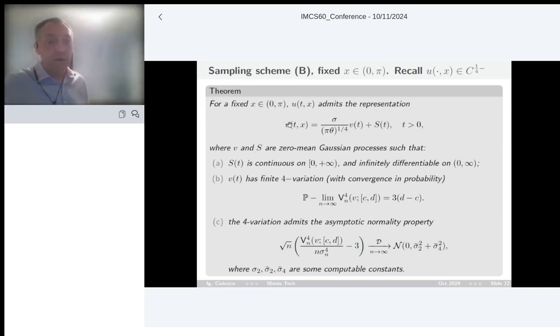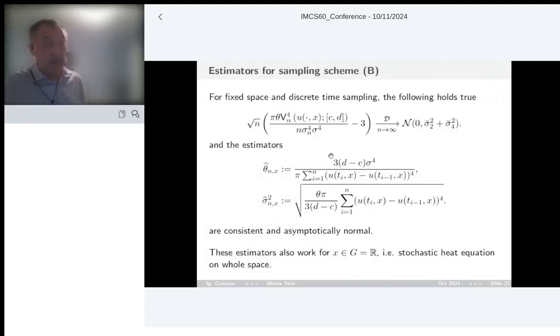But once I have this result, of course, if I take the fourth variation of this, I derive immediately the estimators for sigma, and here they are. Sigma squared can be estimated by the fourth variation in time now, well, root of it, and then a correction term here, and vice versa for theta hat.